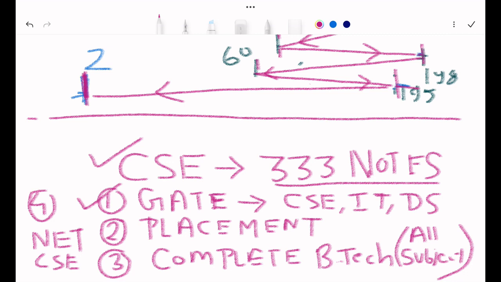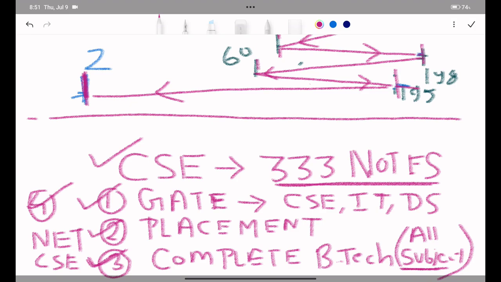Second, this is very good for placement, and third, we will complete the whole BTech, all courses. We will cover all the subjects. If you learn only these 333 topics, your entire BTech is complete, even MTech and research also. And at last, fourth, you can crack NET CSE easily.